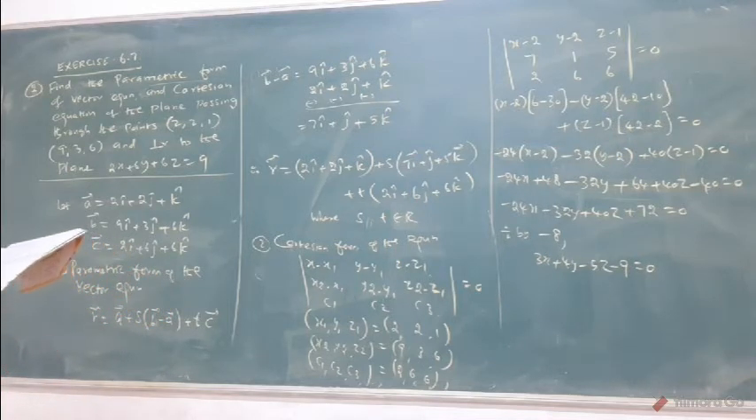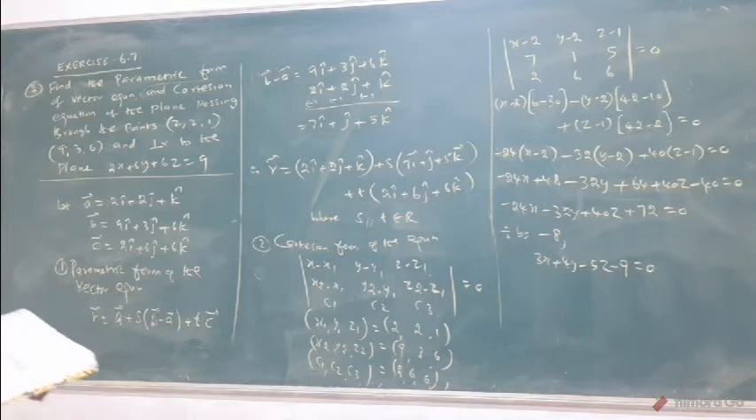Now what is the question asking again? Parametric form is asking and also the vector equation is asking. That is the answer. Am I correct? That's all.